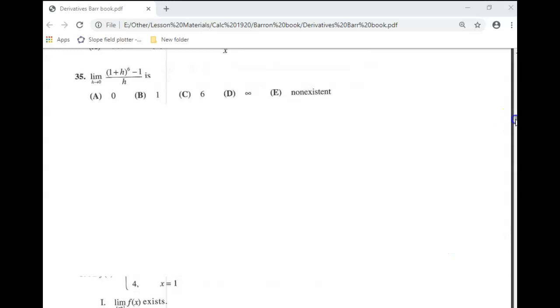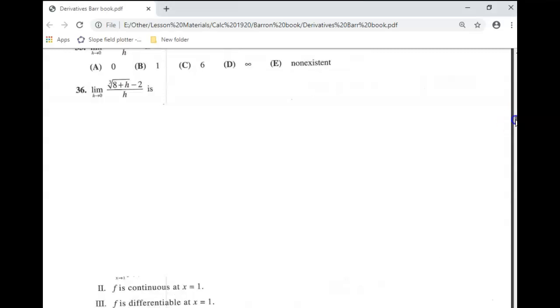All right, next question, 35, 36. In this case, my c value is 8. My function would be, if I replace the 8 with an x and drop out the h, x, the cube root of x. So first of all, I want to find the derivative of this thing, because that's what this represents. It represents the derivative of that function at 8.